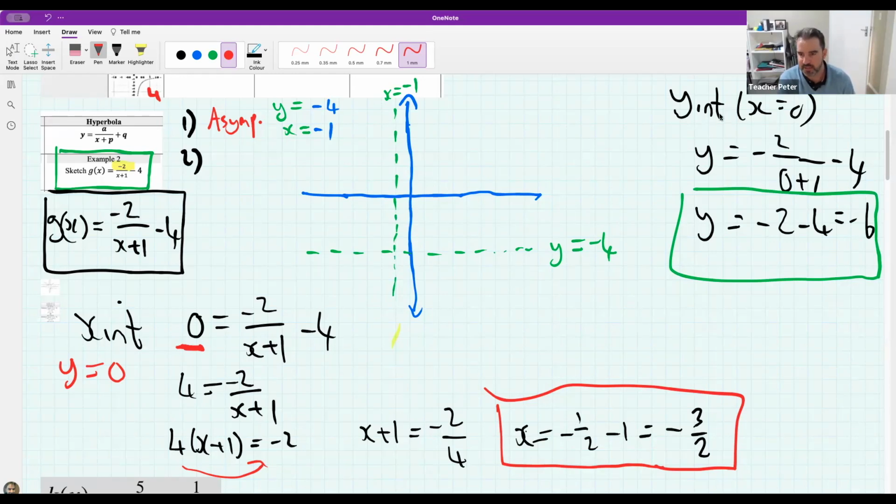For the y-intercept, I made x 0. So you'll see there's a 0 plus 1. Minus 2 over 1 is minus 2. Take away 4 is minus 6. Give me a thumbs up if you understand how I got those intercepts.